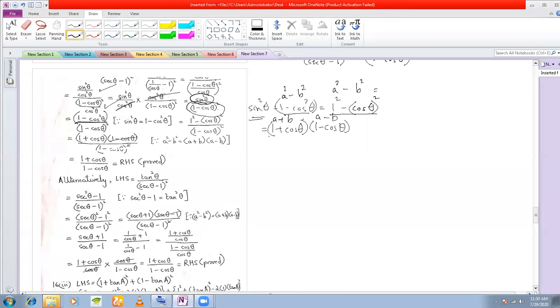That is what I am realizing here, and that is the reason I have written this sine square theta as 1 minus cos square theta, so that I can split 1 minus cos square theta as 1 plus cos theta into 1 minus cos theta. This power cancels, this power becomes 1, this cancels with this, so that I'm only left with 1 plus cos theta by 1 minus cos theta.